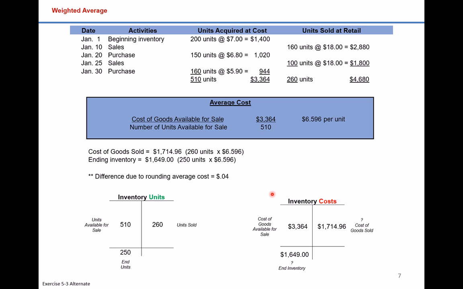Okay? So the weighted average method, pretty similar. Remember the three key components: cost of goods available for sale, that's the same for every single problem, cost of goods sold, and ending inventory. The sum of ending inventory plus cost of goods sold, what is that going to equal? Cost of goods available for sale. 1649 plus 1714.96 equals, we were off a little bit because of the rounding error, 3364. Let's move on to the next method.